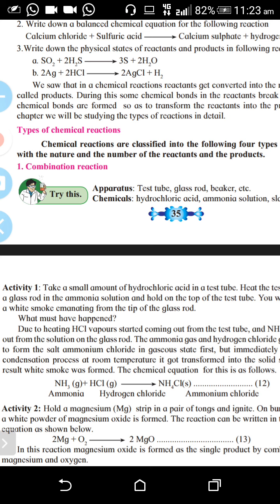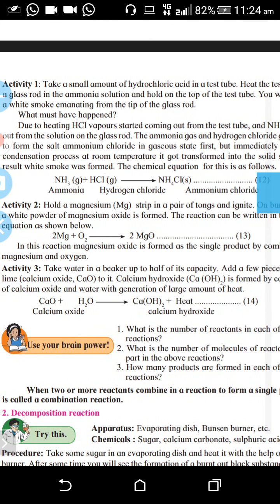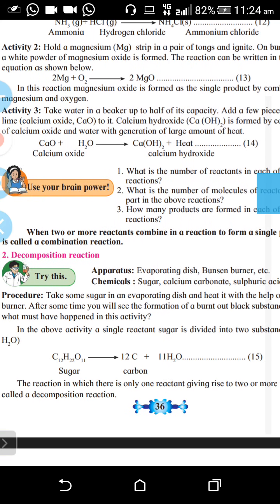In the same way, sulfur plus oxygen gives sulfur dioxide. So one atom of sulfur and 2 atoms of oxygen on the left hand side form sulfur dioxide. On the right hand side, in the product also, one sulfur atom and 2 oxygen atoms. So this way, if you write the simple examples, you will not lose your marks. Now the second type of reaction, that is the decomposition reaction.